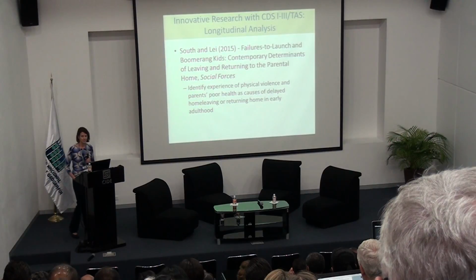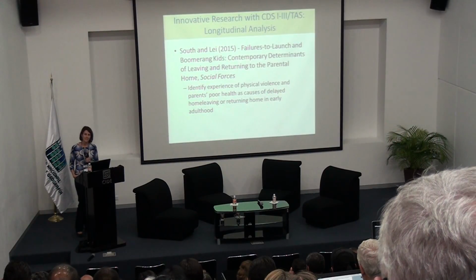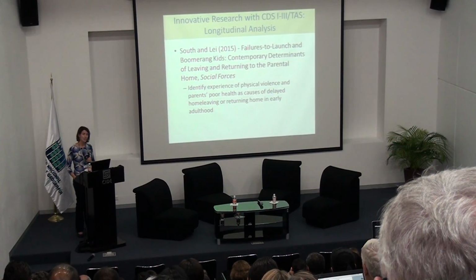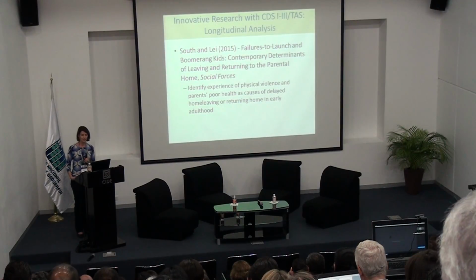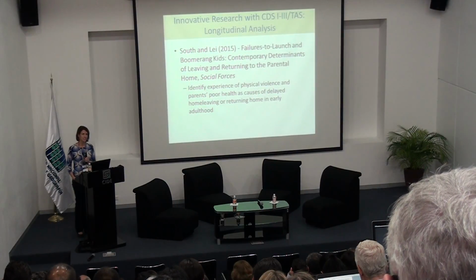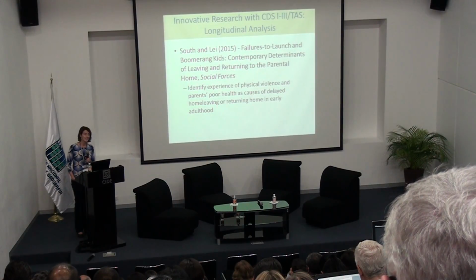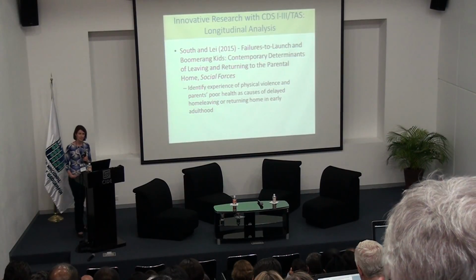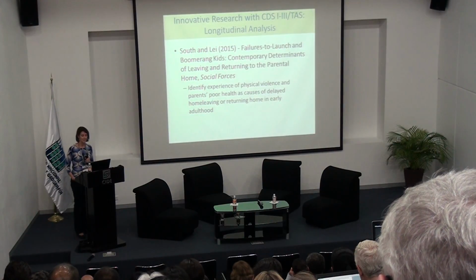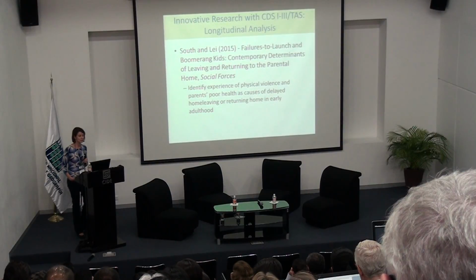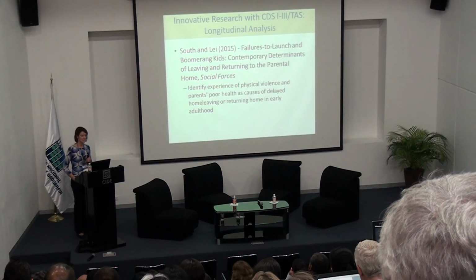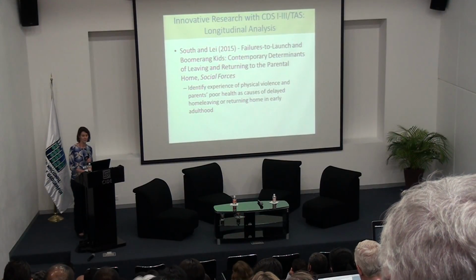So just thinking about a longitudinal analysis of individuals, a recent piece by South and Lei looked at children, the time in the children's home leaving, and whether they ever returned to the parental home. So again, with cross-sectional data, it would be very hard to know if you see a child in their parents' home, if they've had a delayed leaving, if they've left, if they've come back for some reason. So this kind of longitudinal data allows the authors to track returns to the parent home and to find some really interesting triggers for returning to home, including the experience of physical violence and parents' poor health as causes of both delayed home leaving and home return for young adults.